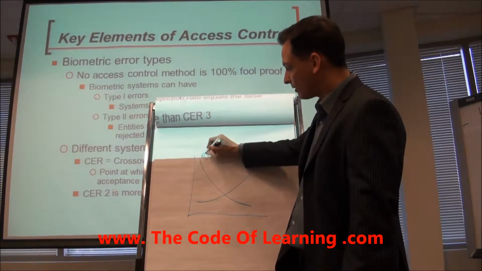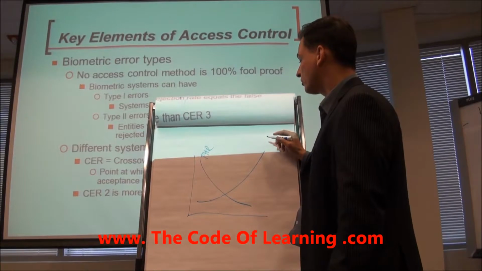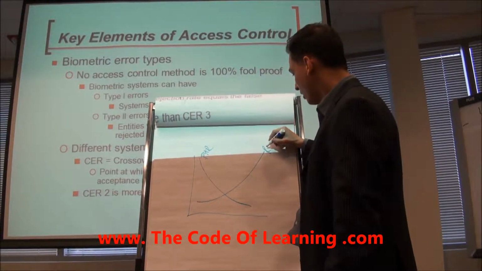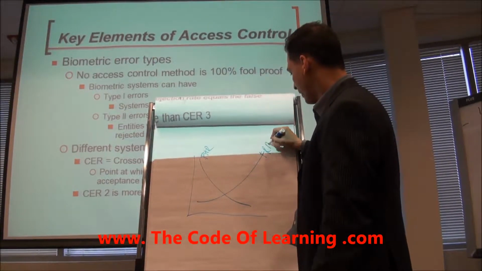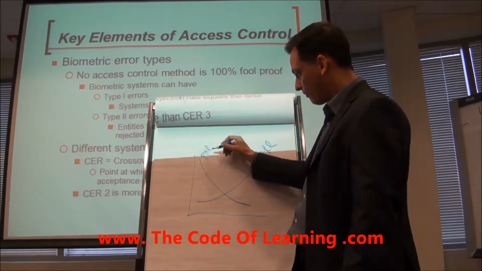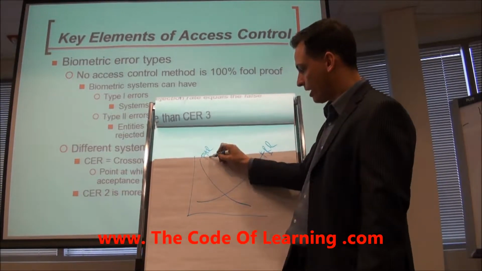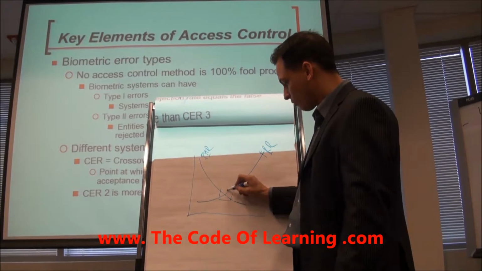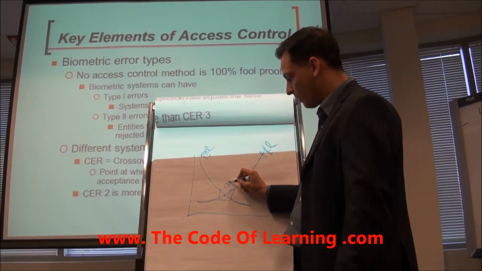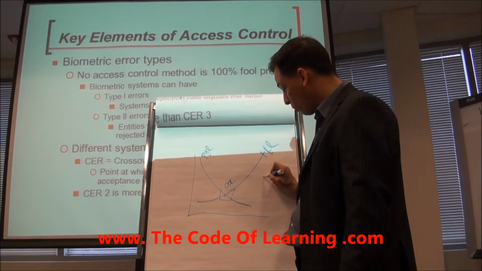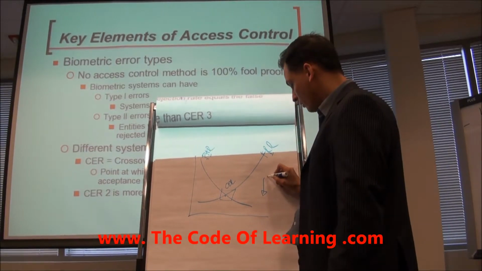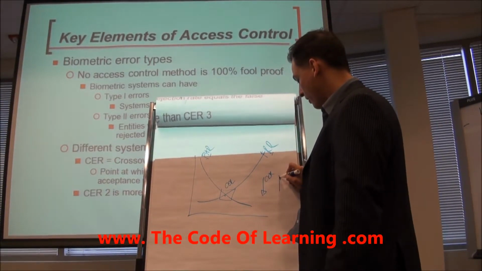So you might have the false acceptance rate or false reject rate. So these are rates of false acceptance versus falsely rejecting. This right here is the crossover error. This is the CER. And what you need to know about it is the lower the CER, the higher the accuracy.